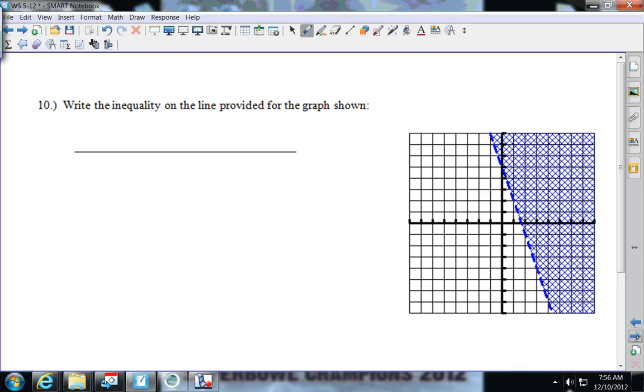Number 10. Write the inequality on the line provided for the graph shown. It doesn't matter how you do it in different ways. I know it's going to start with y, so I'll start off with that. Well, this is a dashed line, right? And is the shading above or below? If I go to the y-intercept, is it below? Is it down here? No. Is it above? Yes, it's above, so it's greater than. So now I have that symbol.